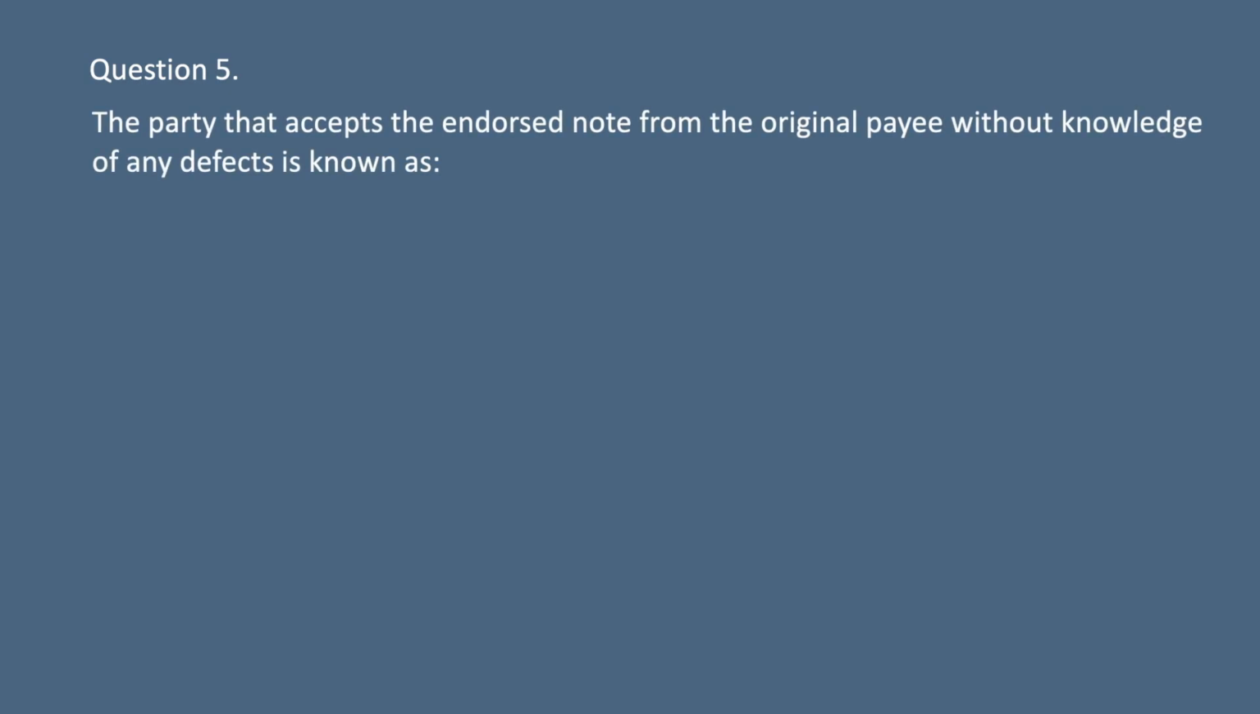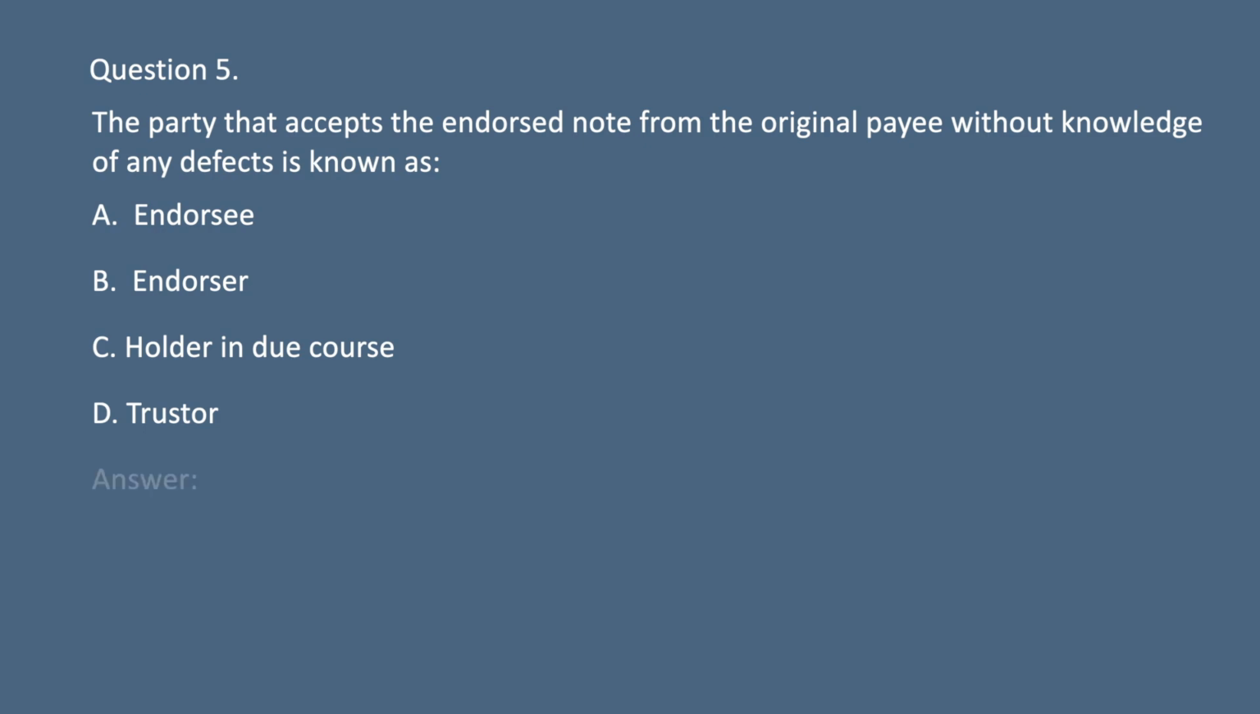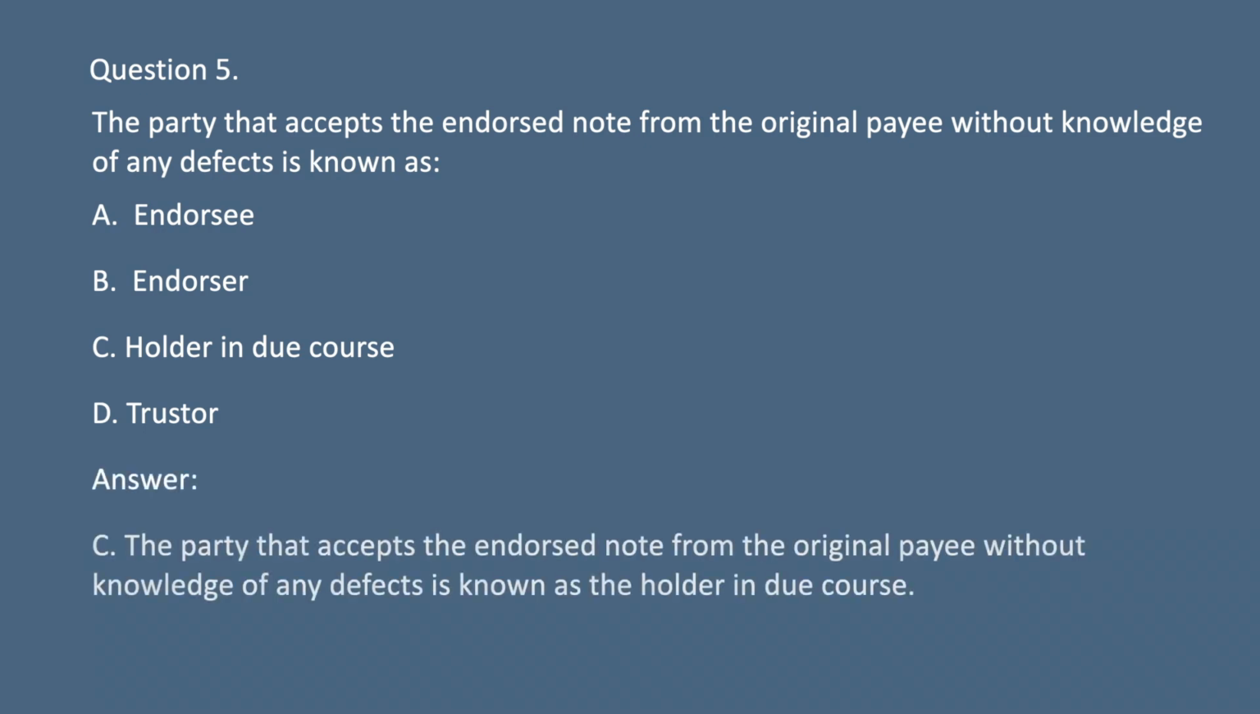Question 5. The party that accepts the endorsed note from the original payee without knowledge of any defects is known as A. Endorsee. B. Endorser. C. Holder in due course. D. Truster. Answer C. The party that accepts the endorsed note from the original payee without knowledge of any defects is known as the holder in due course.